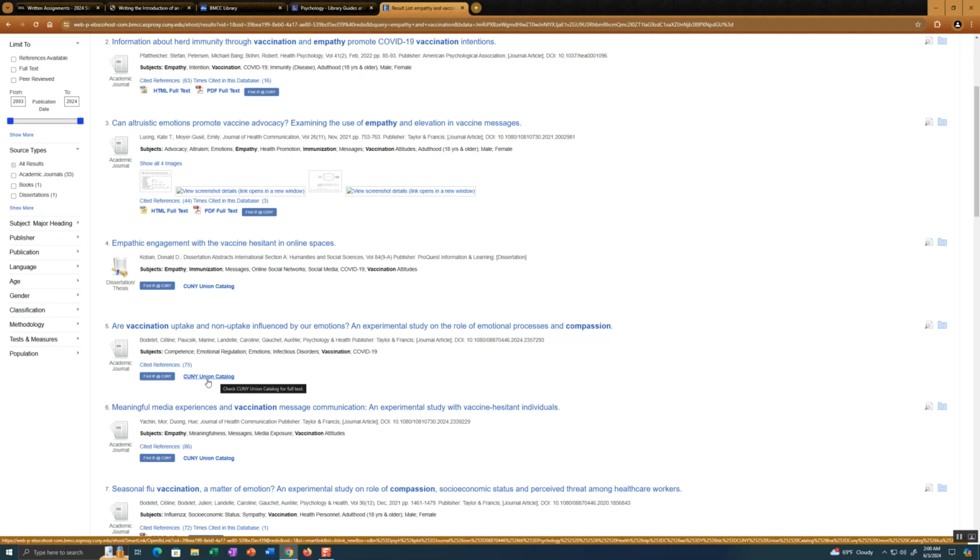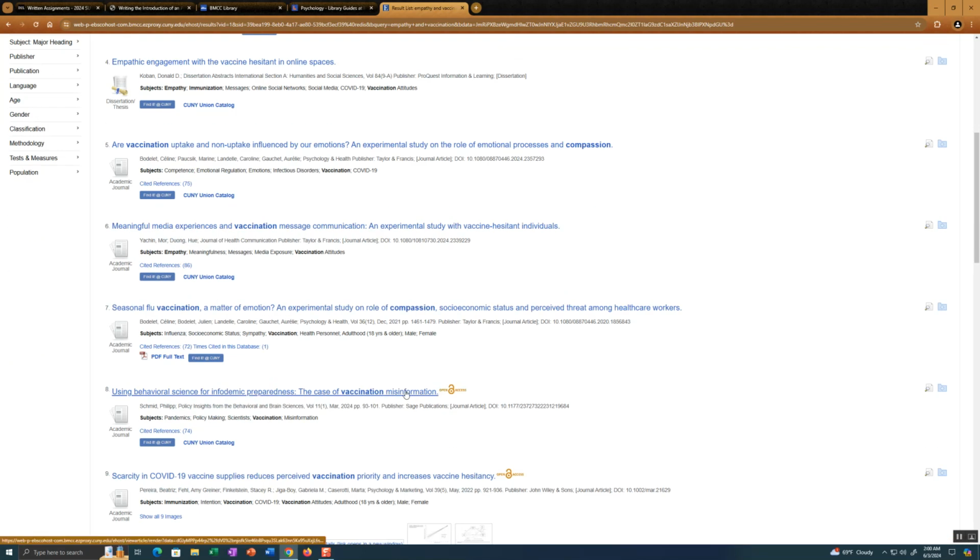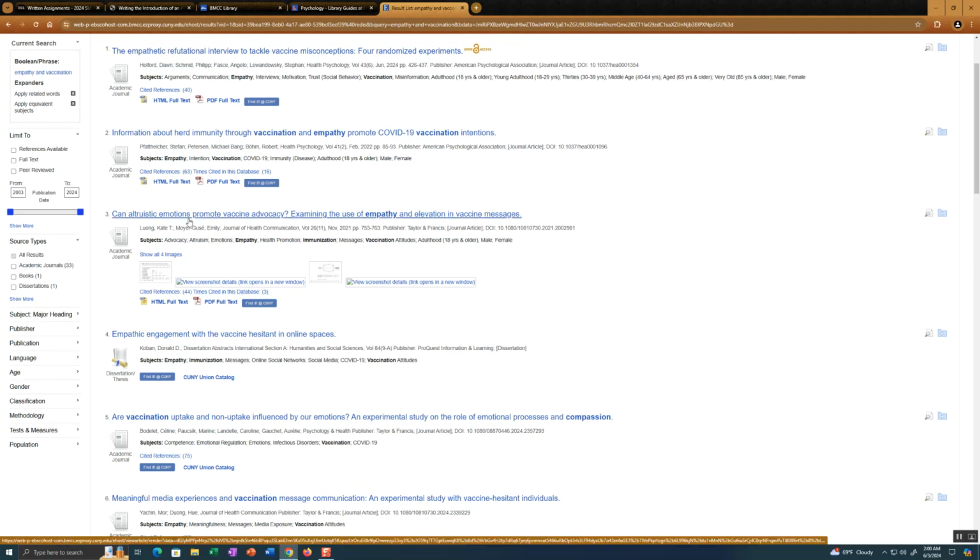It may ask you for interlibrary loan. Just forget about it. If we don't have it, find another article, because interlibrary loan is going to take too long to do. It's not worth it. It's not like we have to have this one article. Find something else. There's plenty of articles here. Okay, so let's look at this one.